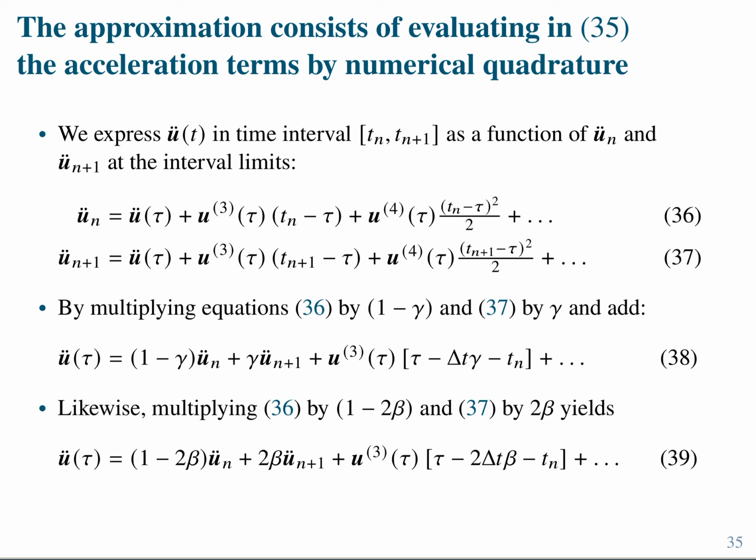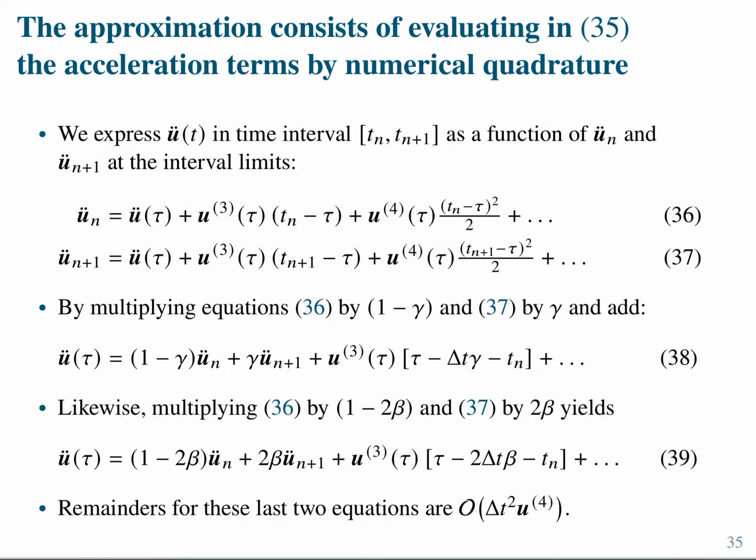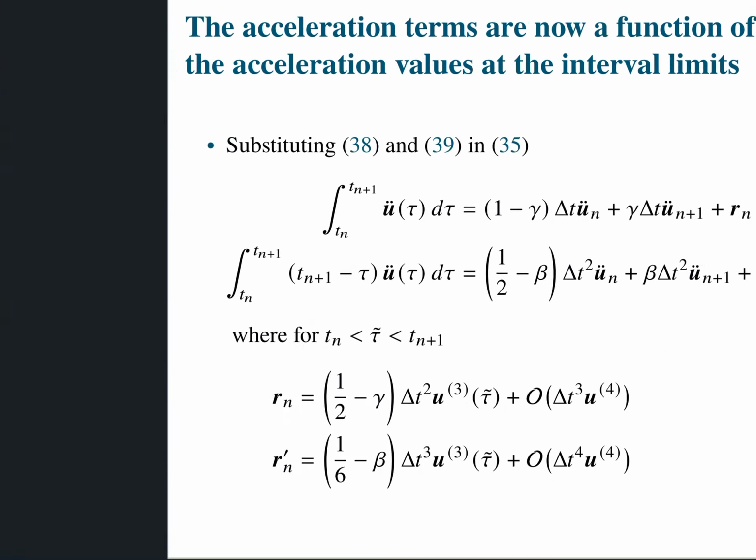get that expression. And now we have these two equations, 38 and 39, that are actually describing the function of the acceleration within the interval. That's why tau is within the interval, right? Not at the endpoints, right? And then, well, we know that the remainders have a certain order. We don't really care much about that.